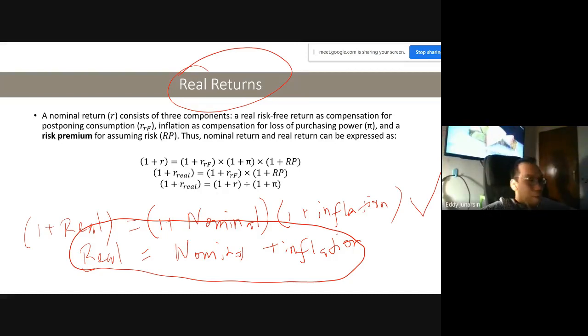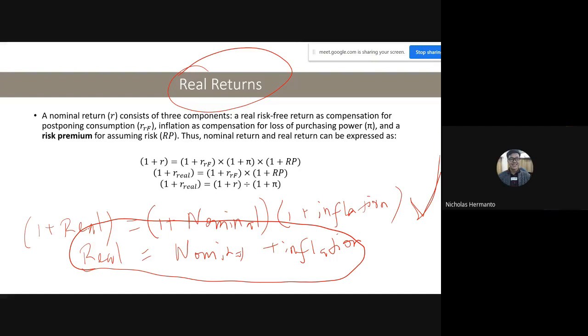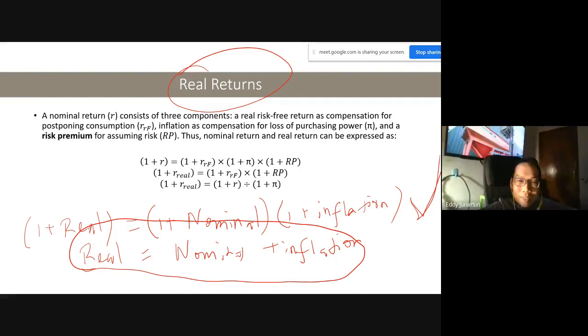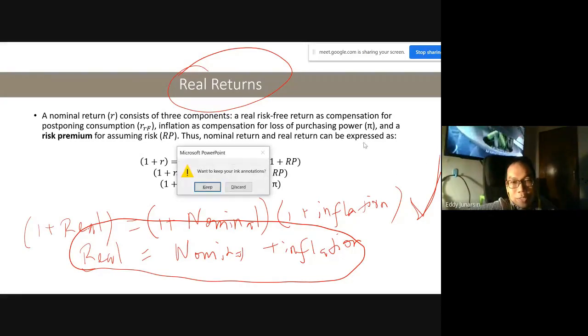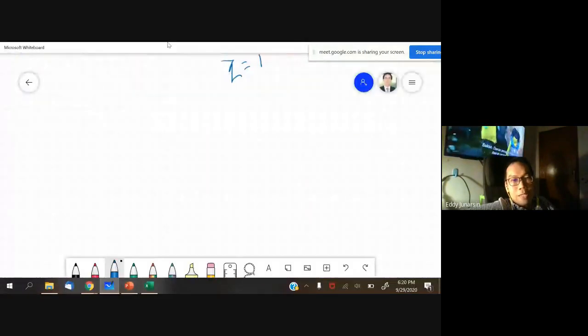What is the more proper way? How to estimate the nominal rate using this one? It's 1 plus real multiplied by 1 plus inflation. That's the proper way. But if you're lazy, of course, nominal is equal to real rate plus inflation. Oh, sorry, this is a bit wrong. Should be plus here. Maybe we are tired.